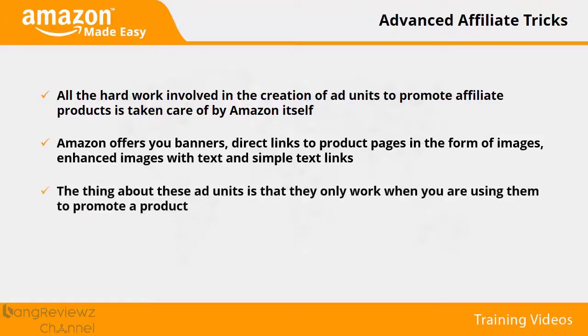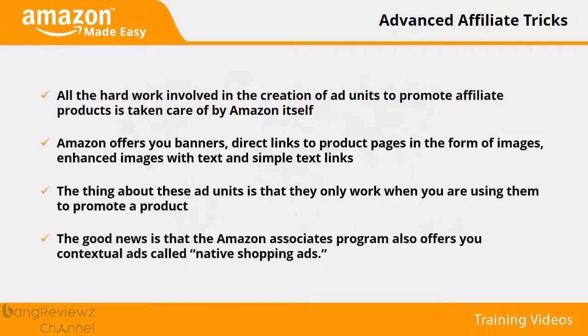The thing about these ad units is that they only work when you are using them to promote a product. For instance, you can only use an ad unit for a specific product on a page where you are reviewing said product. The good news is that the Amazon Associates program also offers you contextual ads called native shopping ads. They work much in the same way that Google AdSense ads work.